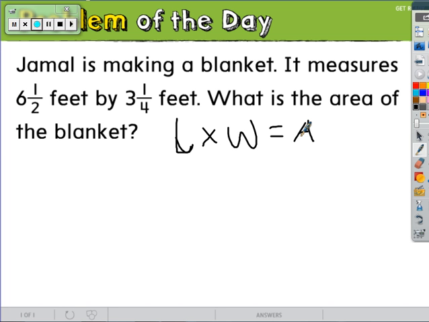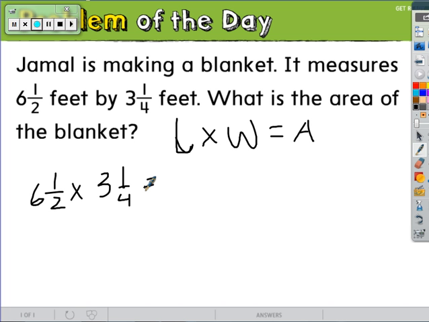So, we have the length times the width equals. Now, what can we not do? What can we not do, Ella? We cannot multiply mixed numbers. So how are we going to fix this? How do we fix it? Lucas. Change it into an improper fraction.